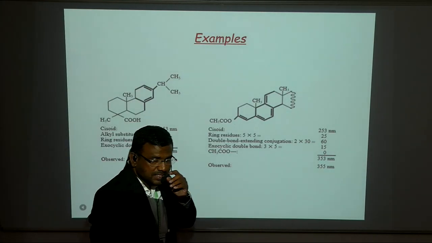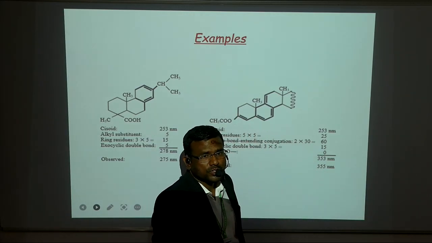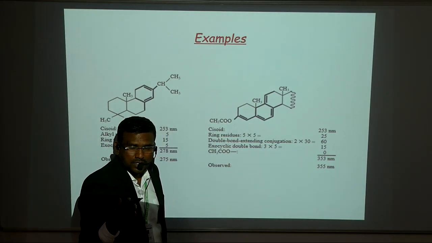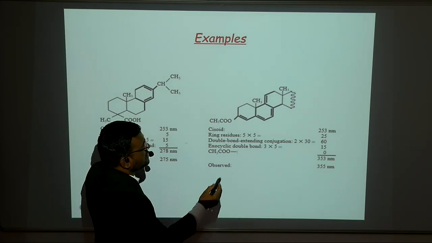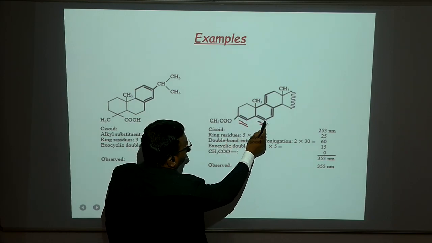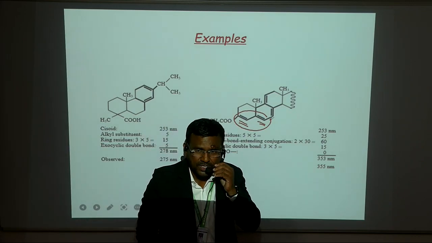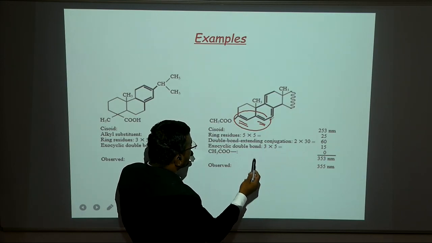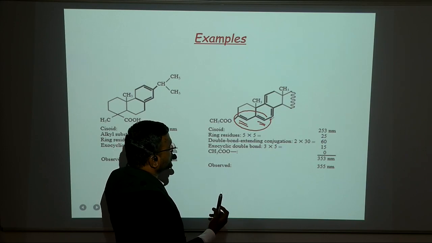Now these are the last 2 examples which I explained on the Woodward-Fieser rule. The first one is, look at this structure. By observing that structure carefully, we come to know that this is a heteroannular diene, because these two double bonds, this one double bond and this another double bond, are in conjugation and are present in two different rings. Therefore, it is a heteroannular diene, and the parent value for the heteroannular diene is 253.